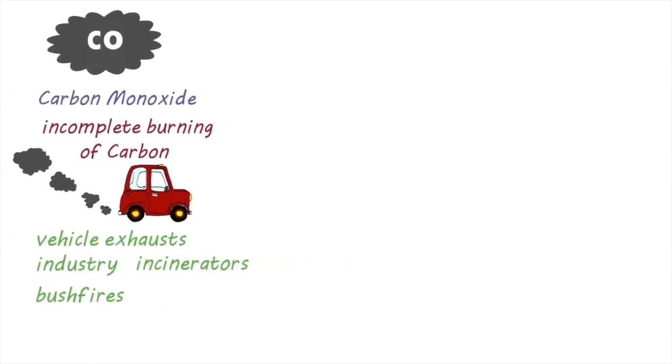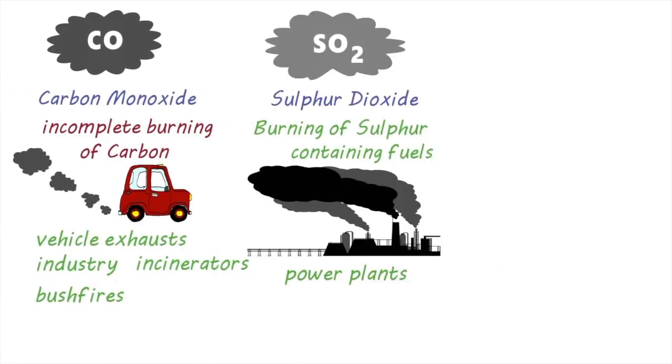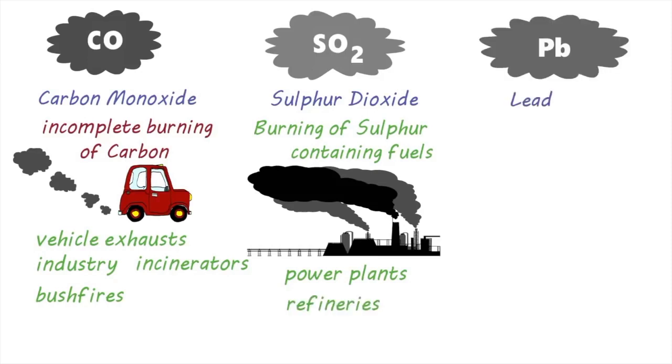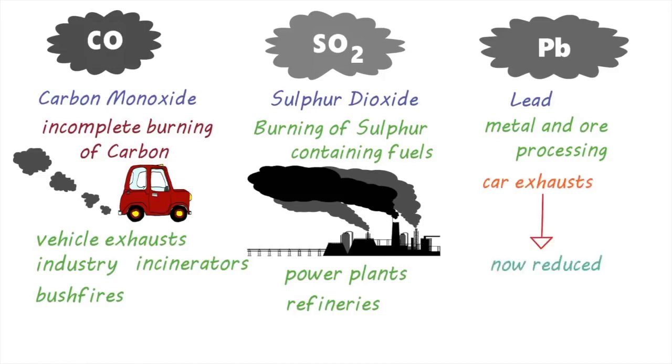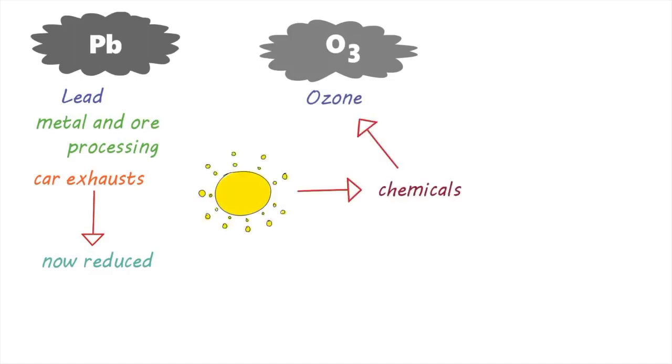Sulfur dioxide is a gas that can be produced when sulfur-containing fuels are burnt during industrial processes like in power plants and refineries. Lead is produced mostly as a result of metal and ore processing. Motor vehicle exhaust used to be a major source of lead pollution. However, regulatory efforts to reduce lead in fuel have led to a massive reduction in lead emissions. Ozone is a gas that is not emitted directly to the air, but is formed as a result of sunlight acting on other chemicals in the air. Ground-level ozone is a pollutant, whereas ozone that occurs naturally in the upper atmosphere has a protective function.